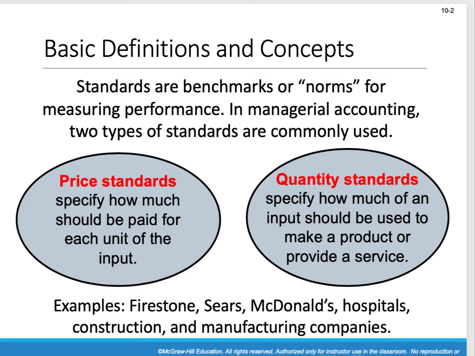Okay, in our case it's going to be the spending performance or the implementation performance, right? So we're going to look at the price standard and the quantity standard. The price standard just specifies how much should be paid for each unit of the input. Okay, and again, these are based on norms, right? Quantity standard: how much of an input should be used to make a product or provide a service.